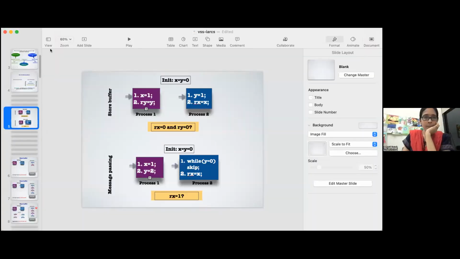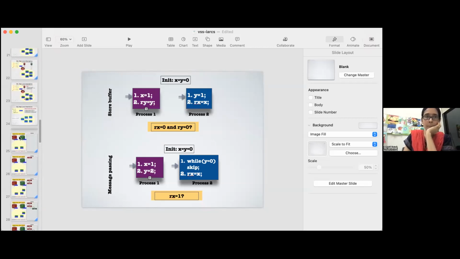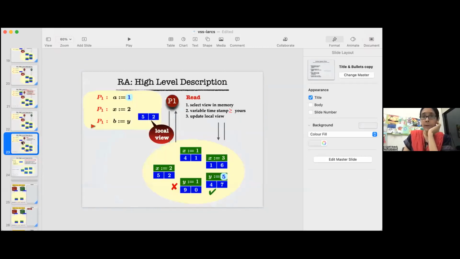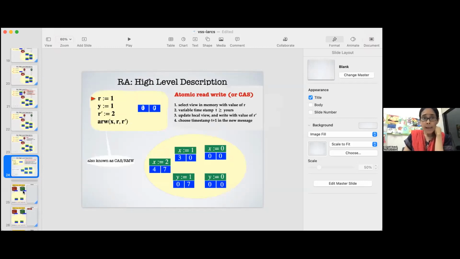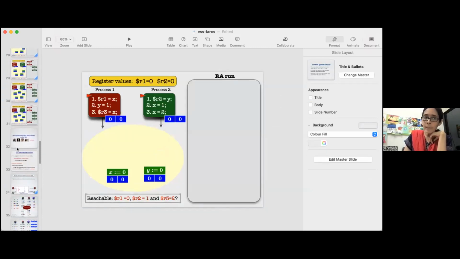So now tell me what should I do? Because I have just finished the operational semantics for read and write. I still have atomic read-write, and then after that, a sample execution. And only after that am I going to talk about the problem of interest, which is the reachability problem for programs under release-acquire. So you can tell me what should be done.